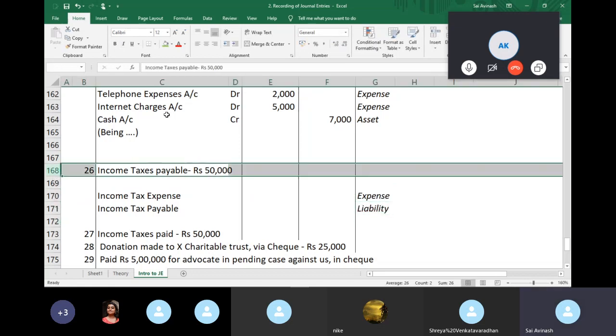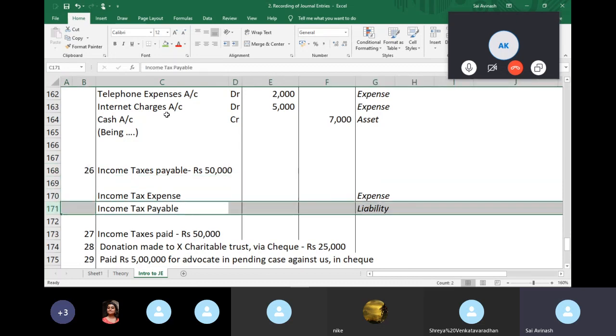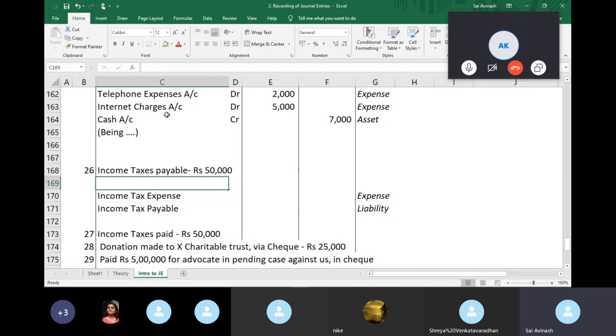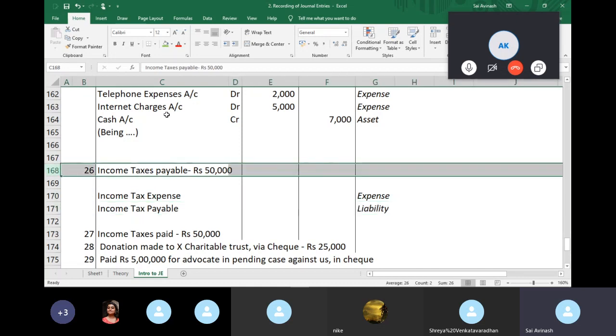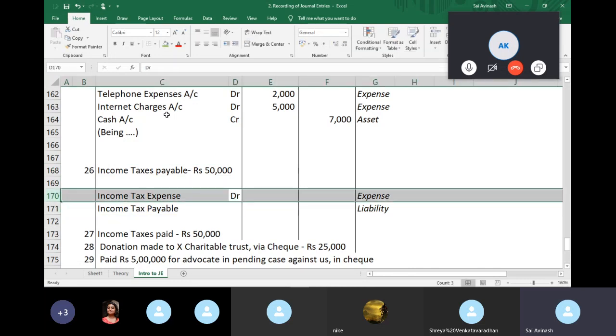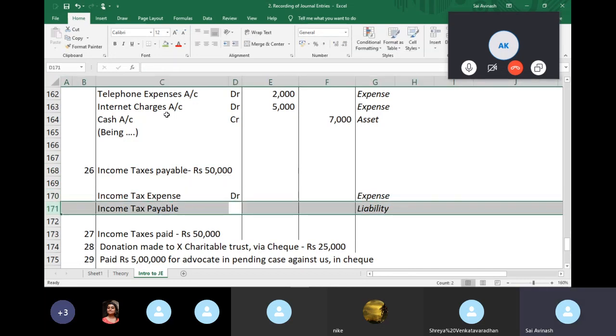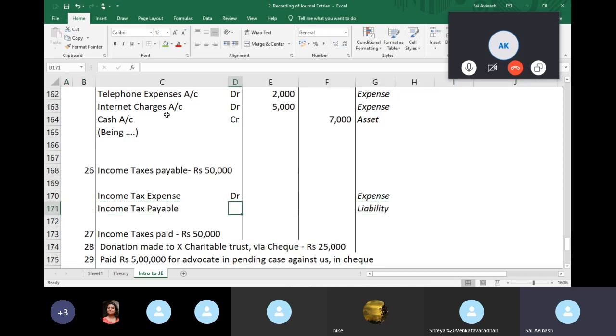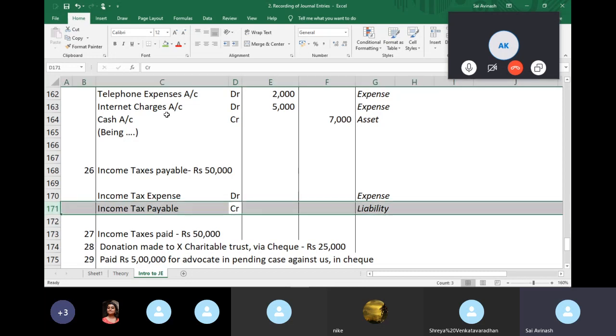So if this transaction told me income tax paid in cash rupees 50,000, I will mention cash account here because I know my cash is reduced. But as of now, they're telling me that I just have to pay, right? So I know I have an expense. My expense is increasing, so I know I should debit it. Correspondingly, I have a liability. I have to pay my tax. And liability is when the enterprise owes somebody money, has an obligation at a future point of time, right? So when my liability increases, I credit it.